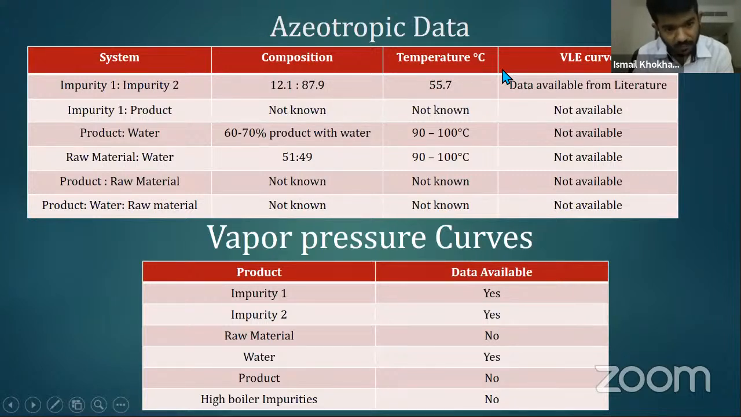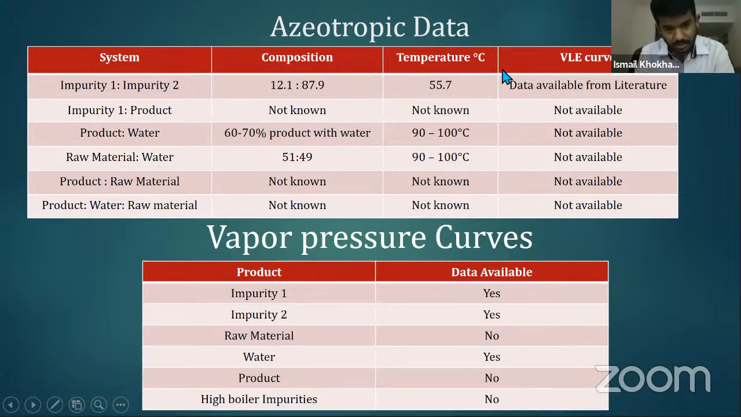Product and water were forming an azeotrope, but in the literature it was just mentioned that the azeotropic composition of the product is in the range of 60 to 70%. No exact composition was given there, and the temperature range was 90 to 100 degrees. Again, the VLE curve was not available. Raw material with water was in the ratio of 51 to 49, again with the temperature range of 90 to 100, and again VLE was not available.